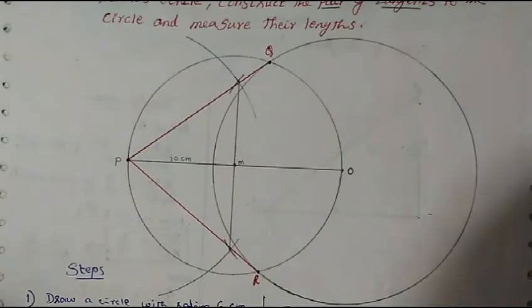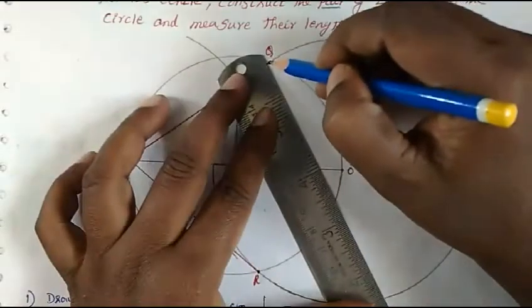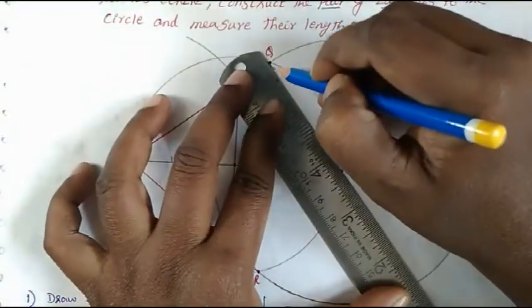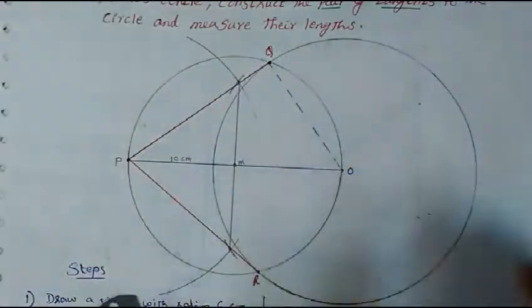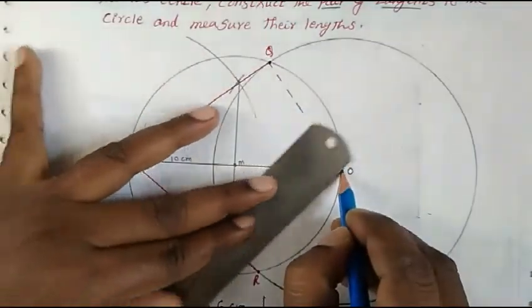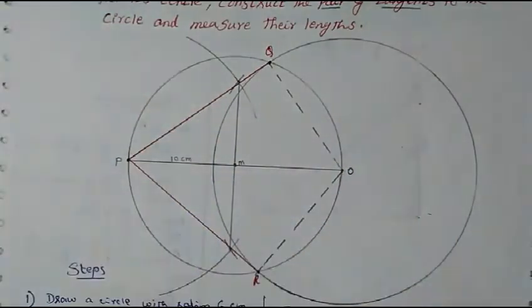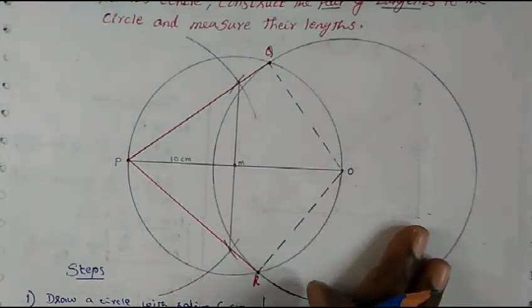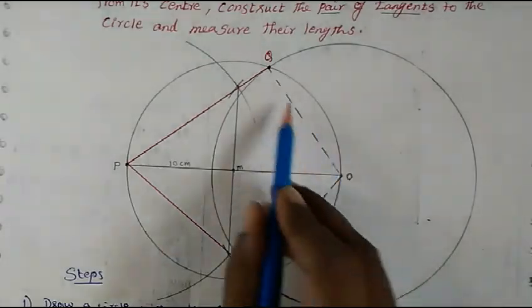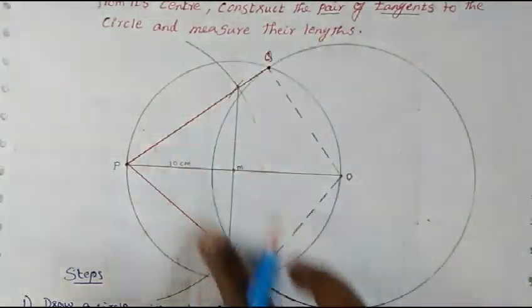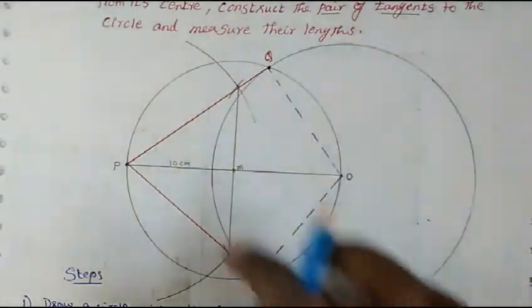Okay, so let's join Q with O, and then again R with O. Okay, so we have joined now this. Now it forms, can you see now? This is the line, and this becomes a radius. This OQ is the radius of this big circle.